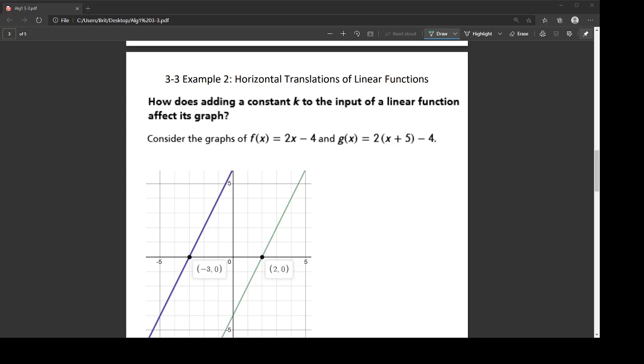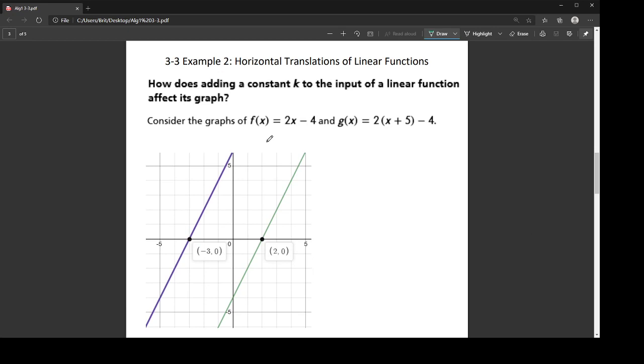In this video, we are covering example 2 from section 3-3 in the SavvasRealize Algebra 1 textbook. This example covers horizontal translations of linear functions. So, in the first part of the example, they give us the function f of x and g of x. I went ahead and put them onto Desmos so that we can see this a little easier.